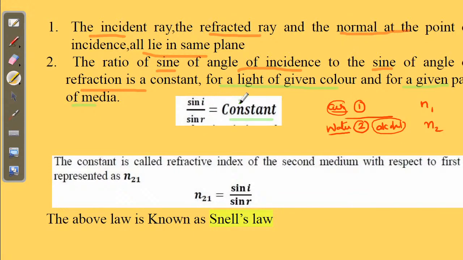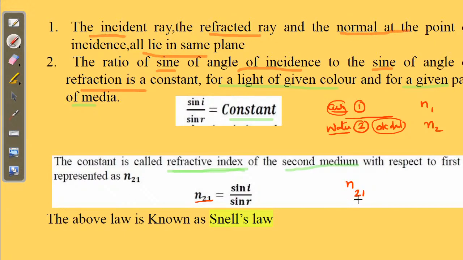And this constant that you are getting is called the refractive index, the refractive index of the second medium with respect to the first medium. You can see a representation here. The constant is represented by the letter N, and they are writing 2,1 as the subscript. When I write N21, that simply means I am calculating the refractive index of the second medium with respect to the first medium.